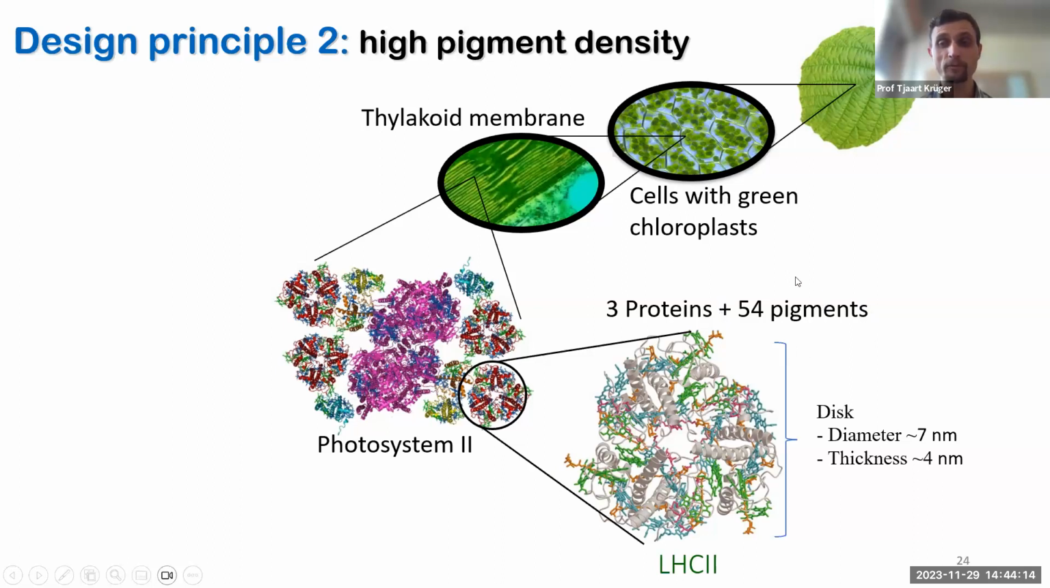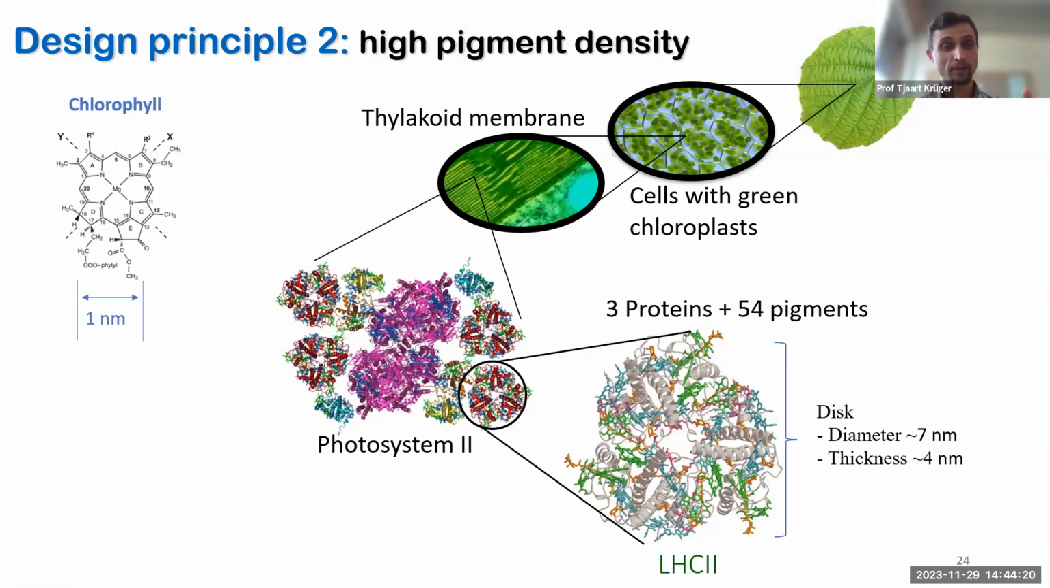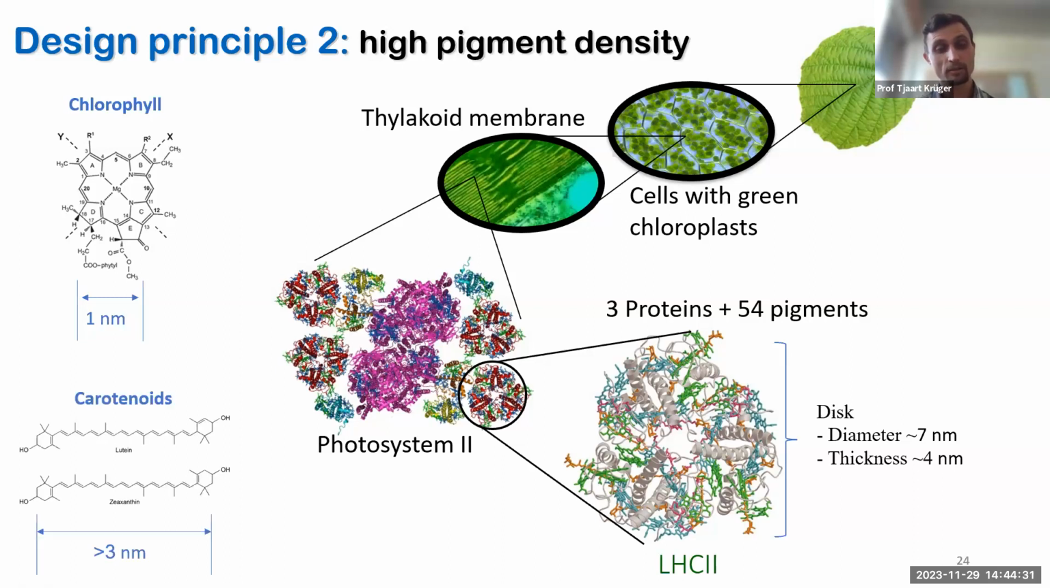So it contains 54 pigments, 42 chlorophylls and 12 carotenoids, where these molecules are relatively big. So the ring of chlorophyll has a diameter of about 1 nanometer, and the length of carotenoids is more than 3 nanometers. So just imagine 54 of these pigments packed into a disk with these dimensions.